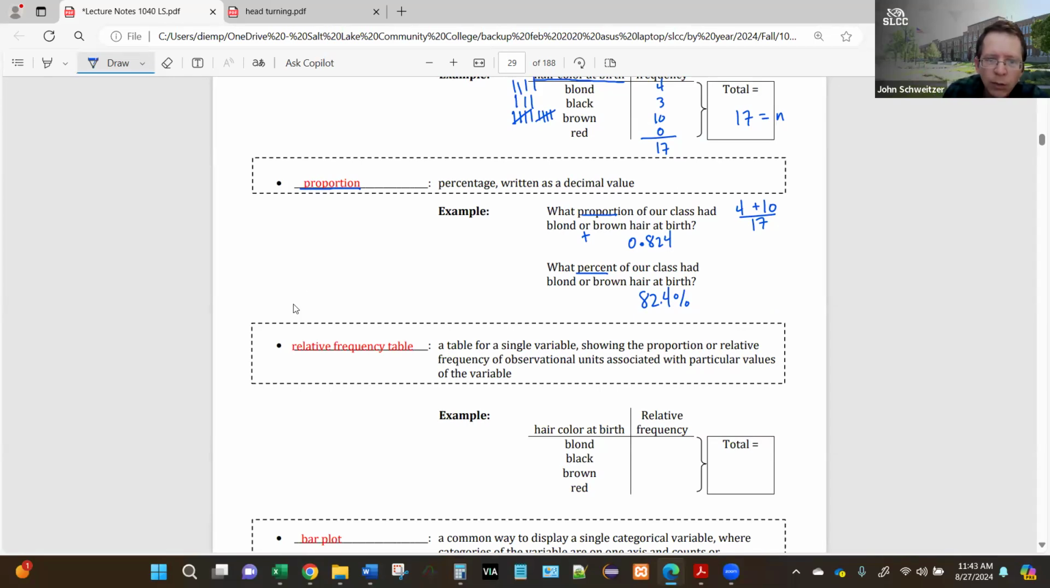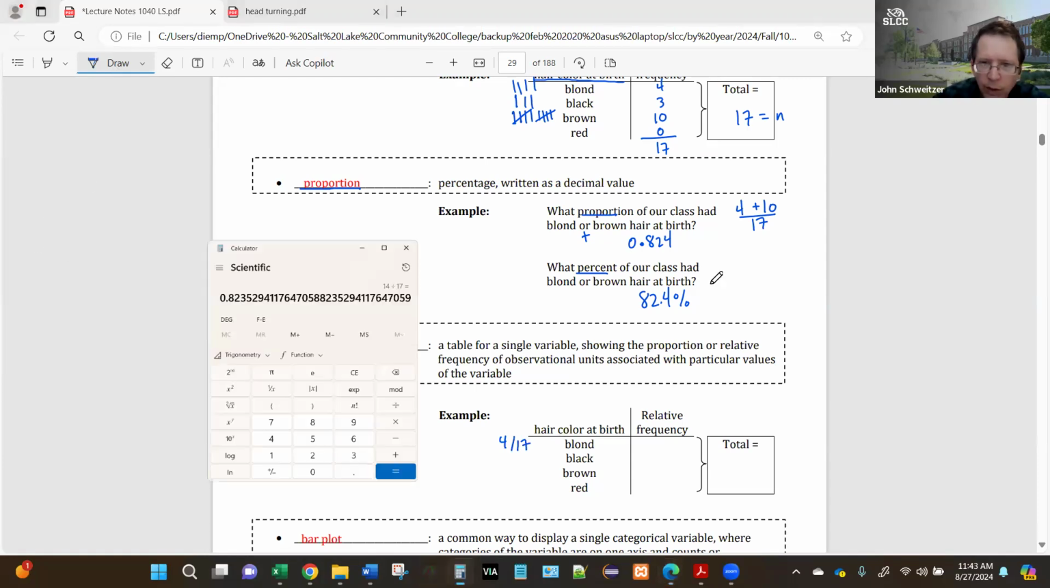And the relative frequency, well, relative to what? Well, 10 might not sound like a lot, but if there's only 17 in the sample, that's a lot, right? So we like the raw frequency, the raw count. That's very useful, but it's also useful to compare it to the total number that we have. So for example, for the blonde, there were 4 out of 17.